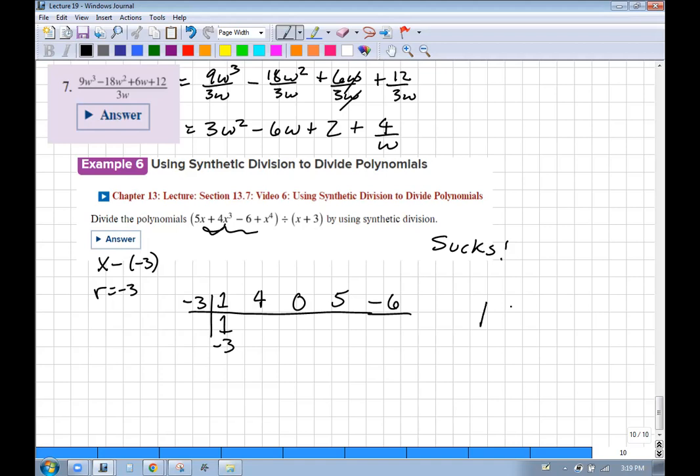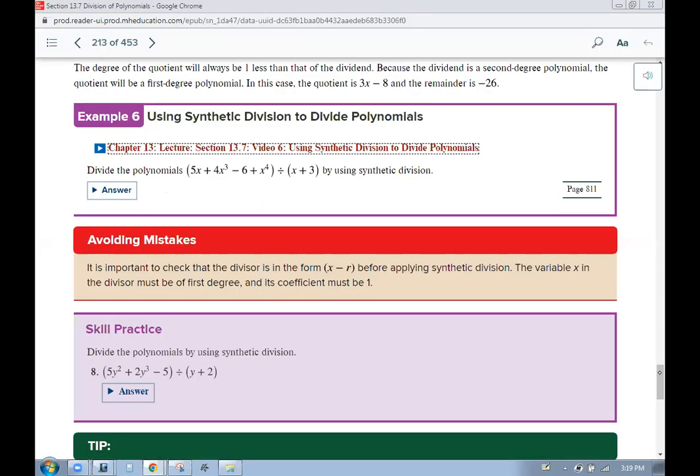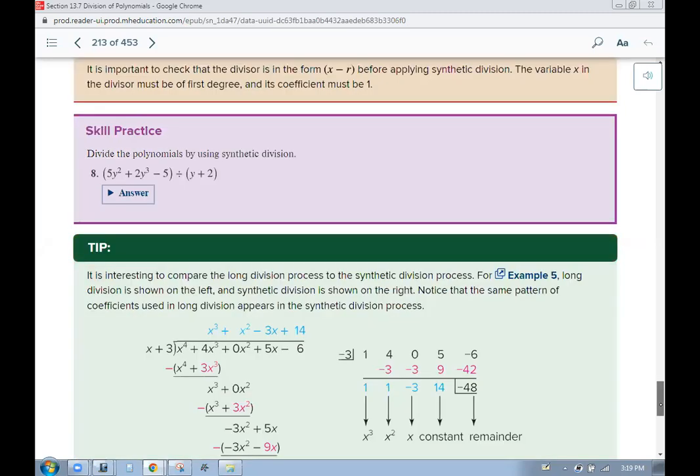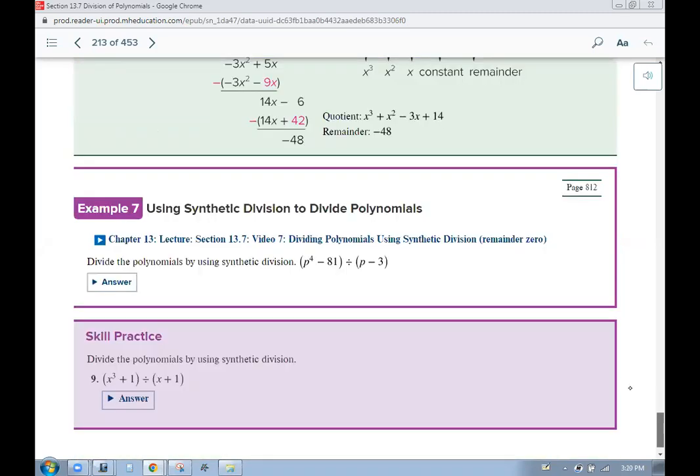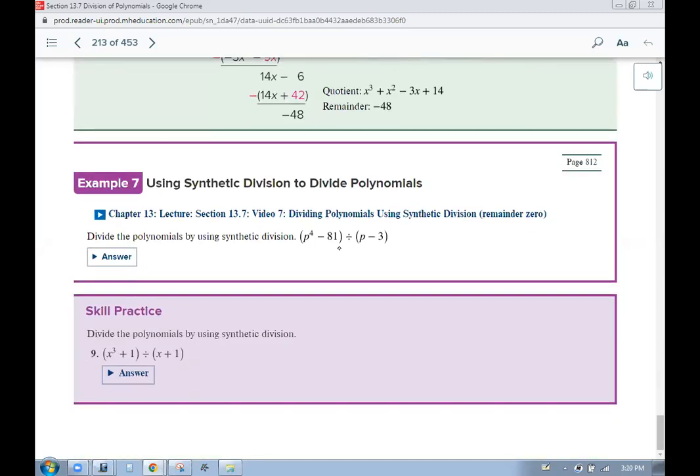It's like FOIL, right? It's an algorithm that gives you an answer, but doesn't give you any insight into the math. So we're skipping this part because it's just stupid. If you have to divide these, just use long division, all right? If you're going to memorize some kind of algorithm, just pick one that does it for everything. Okay, so that's it for 13.7.